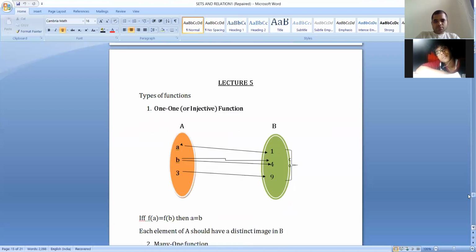So now we have different types of functions. One-one means one element of set A is related to one element of set B, and similarly, one element of set B is related to one element of set A. It means every pair is unique. I'll just explain. Every element in set B has only one pre-image in set A, and every element of A also has only one image in set B. So this is called a one-one function.